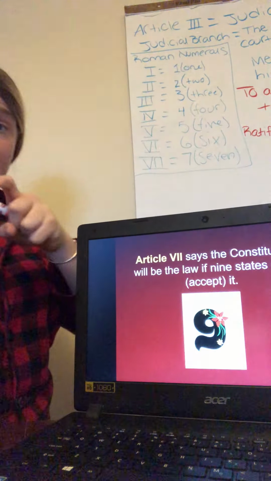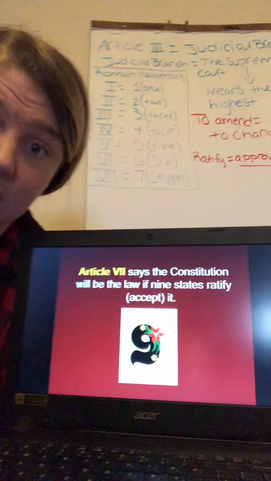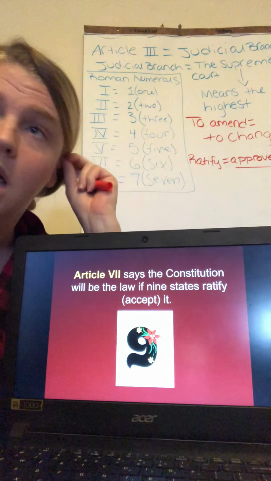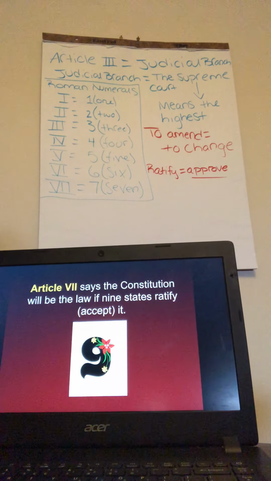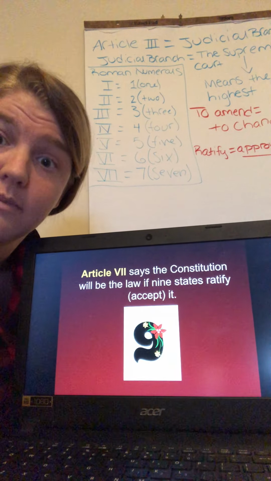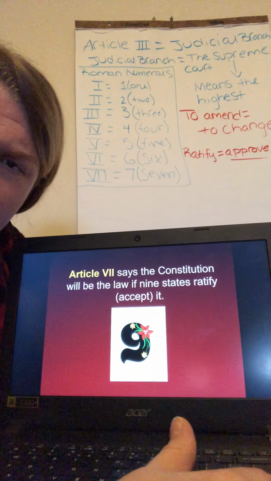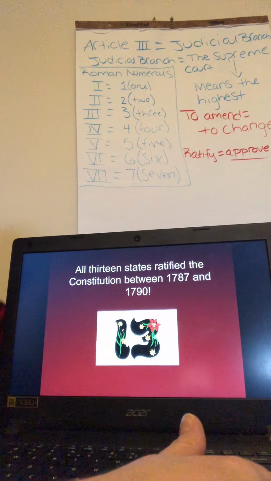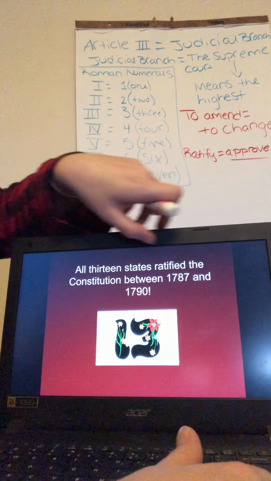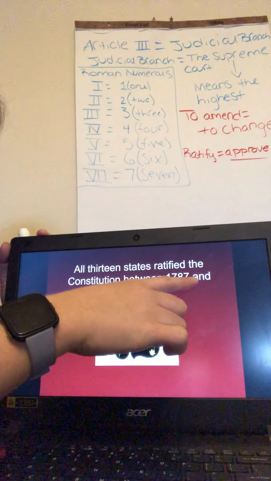So if you ratify means approve. So if you're approving something, you're accepting it. You're saying, I'm allowing that to happen. So if your parents approve you to go to the movies, they're saying you can go to the movies. So that means 9 states were needed to ratify the Constitution so that it can actually become the new law of the land. Because before we made the Constitution, there was a different government, and it failed quite miserably. All right, so all 13 states approved the Constitution between the years of 1787 and 1790.